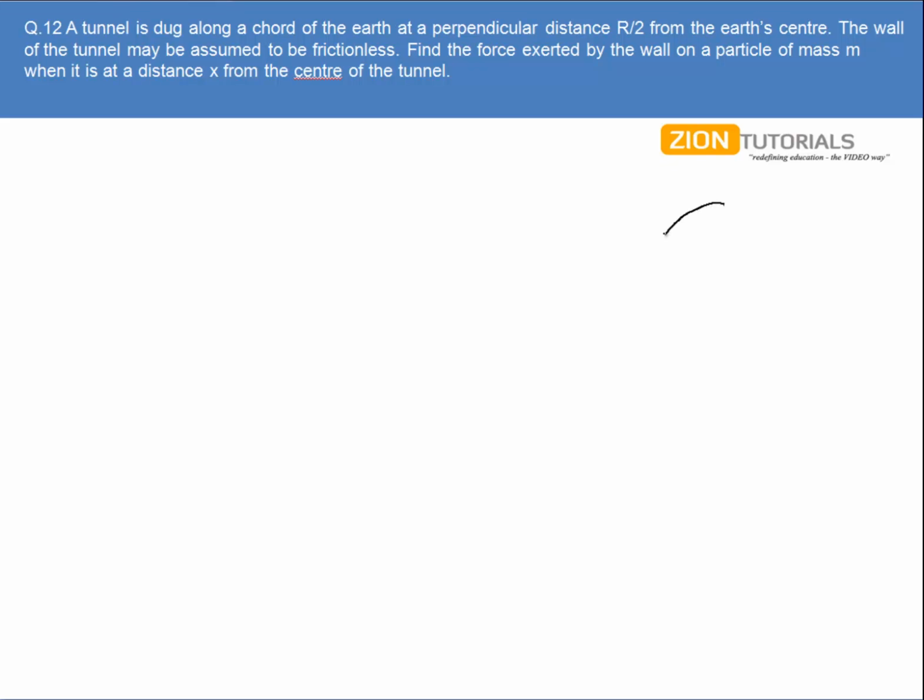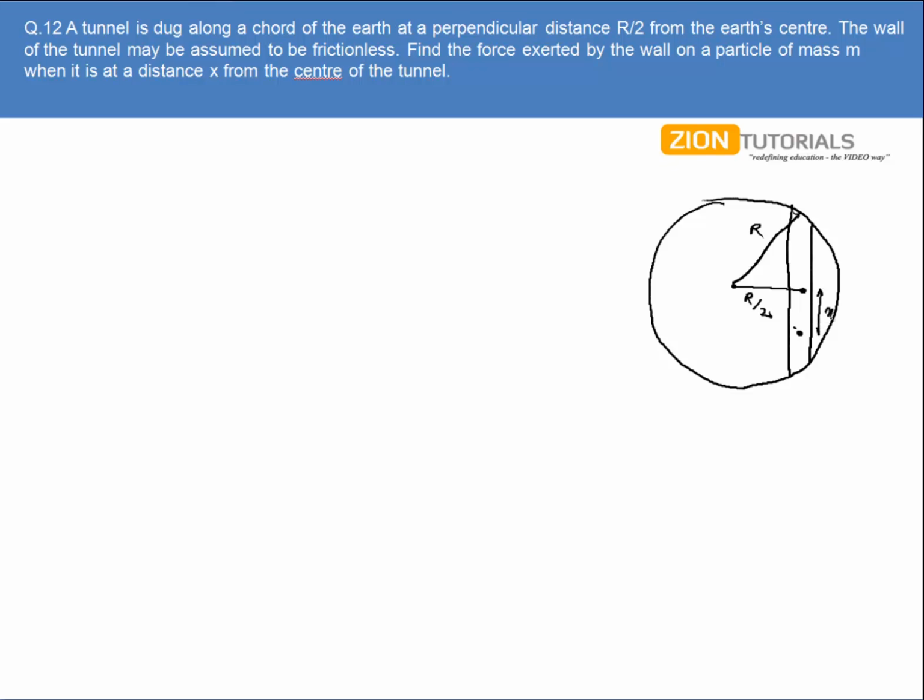Okay, this is my earth. A tunnel is dug along a chord. The distance of the chord from the center is r/2, and the radius of the earth is r. A particle is somewhere at a distance x from the center of the tunnel.